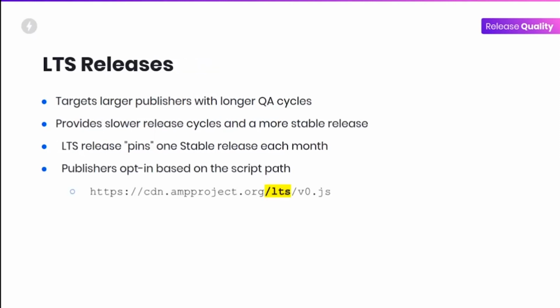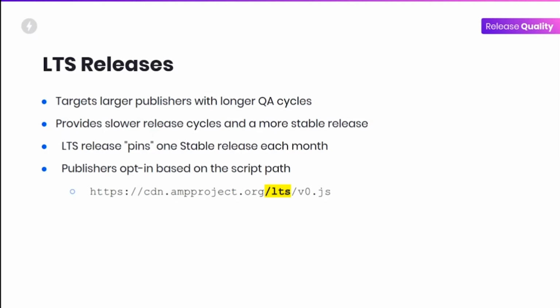On the opposite end of the spectrum, larger publishers with QA cycles wanted slower release cycles and a more stable release. So we had to balance this with the desire to maintain our evergreen release system and our high development velocity. Slowing releases means it would take more time for developers to get data on their features. It means it would take more time to fix bugs.